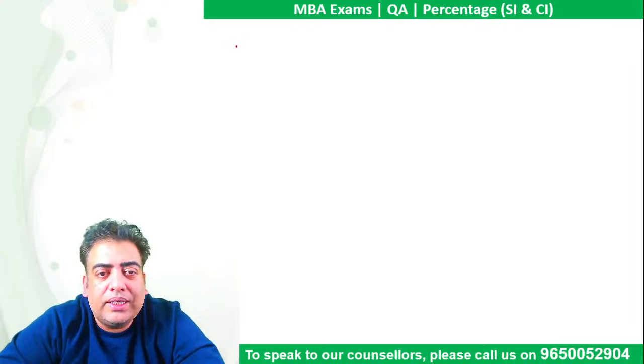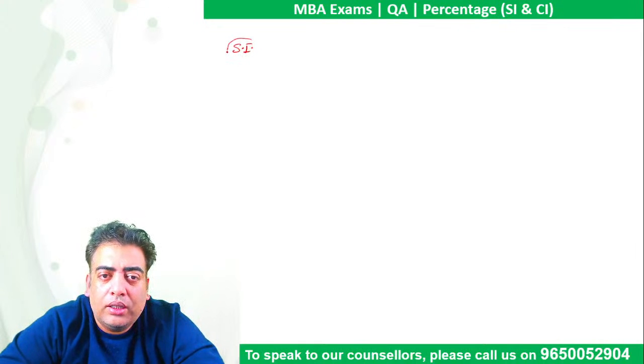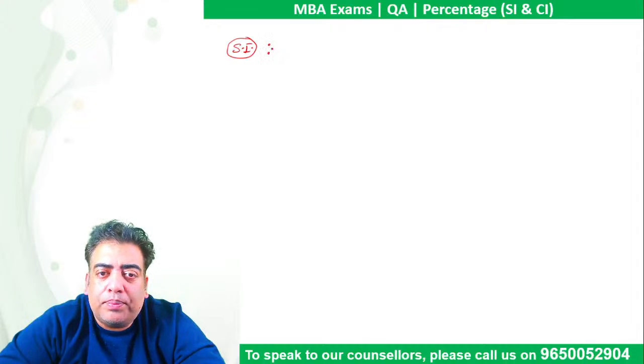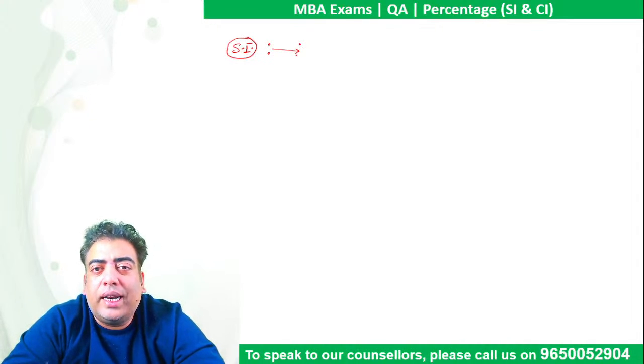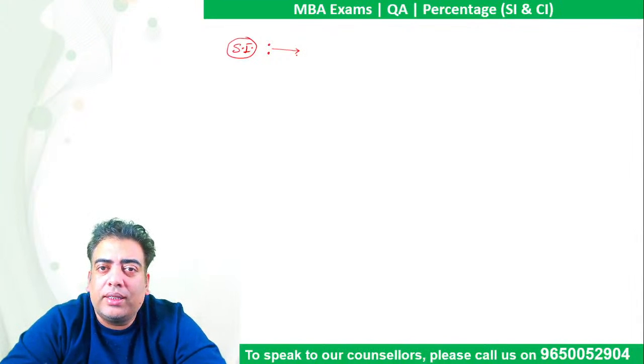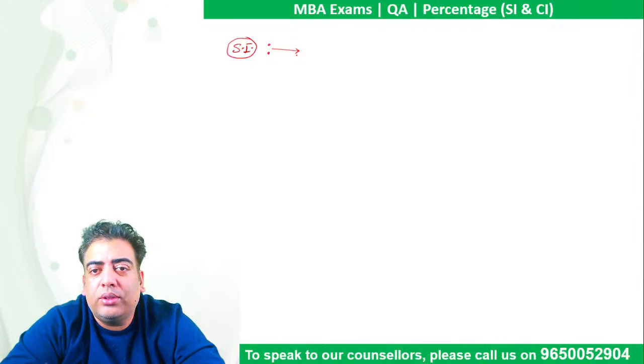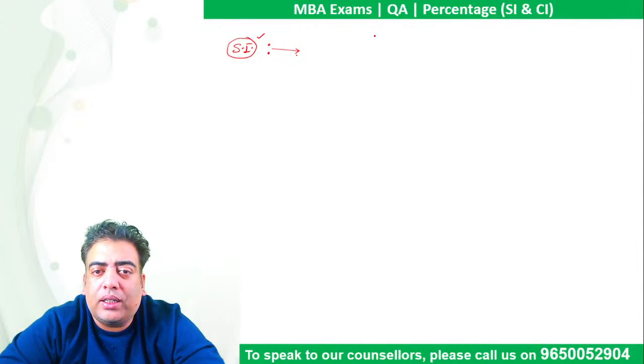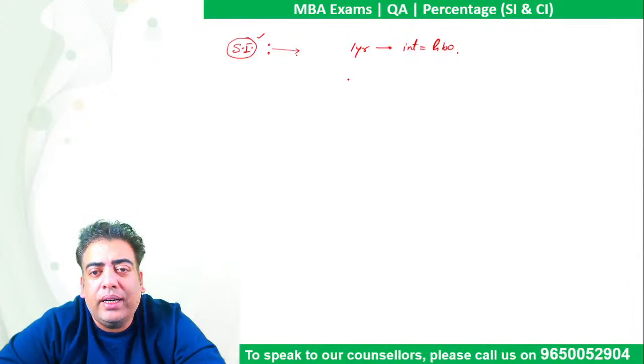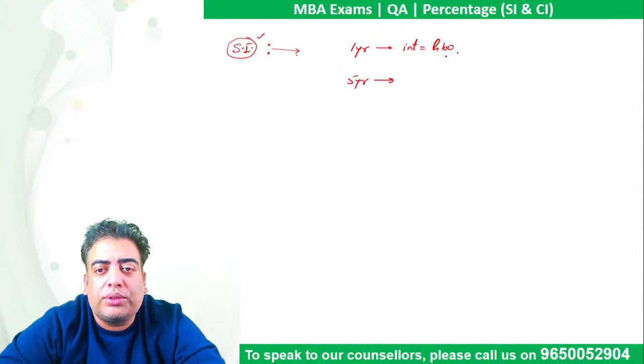Now let's talk about what simple interest is. When it comes to simple interest, please always keep in mind that the interest value for a given period is always the same. In the sense, if I say that under simple interest for 1 year, the interest you got is rupee 100, and if I ask you what will be the interest after 5 years, straightaway multiply this with 5 and you can say it is rupee 500, right?